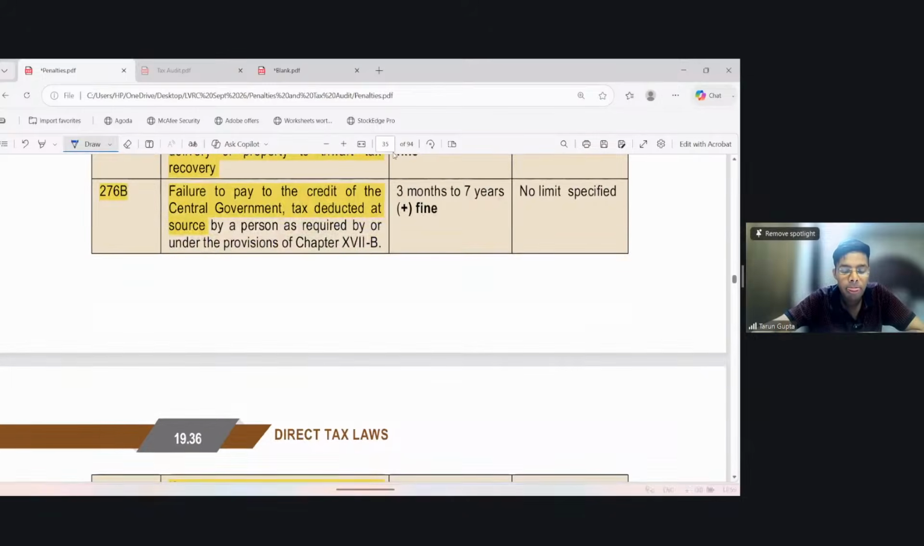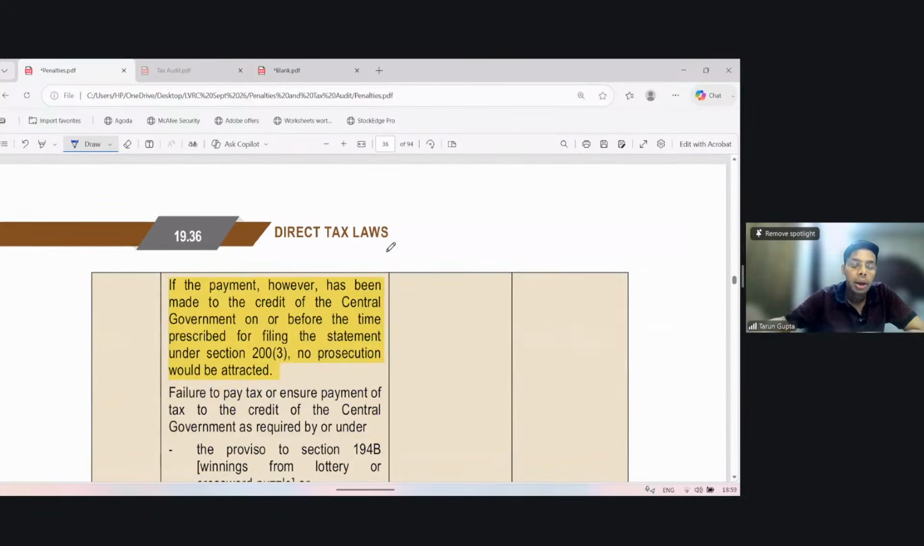However, if the payment has been made to the credit of the central government on or before the time limit prescribed for filing the TDS return, then no prosecution is attracted. So, if there's a delay in payment of TDS, then there is a prosecution provision. You know the TDS has to be deposited every month, so if there's a delay, there's a prosecution provision. But no prosecution shall be initiated if that TDS has been deposited by the due date of furnishing the TDS return, meaning quarterly.